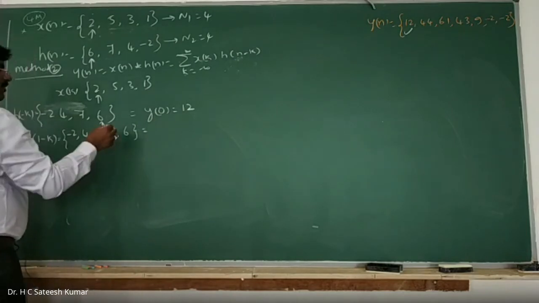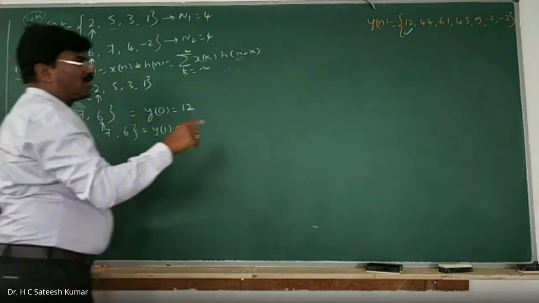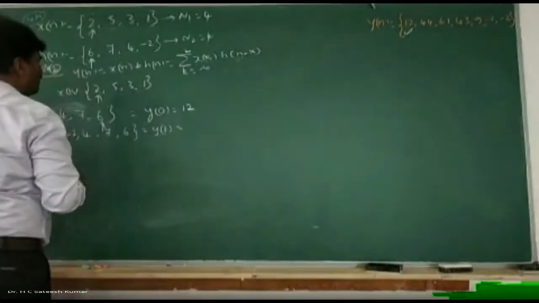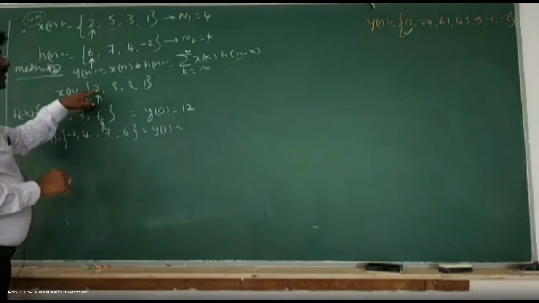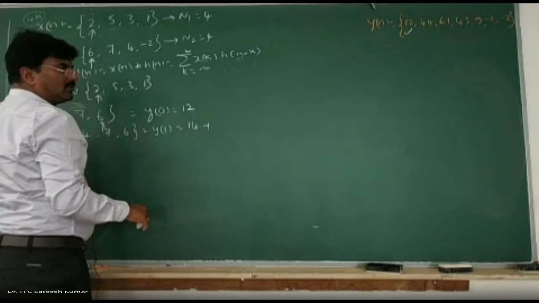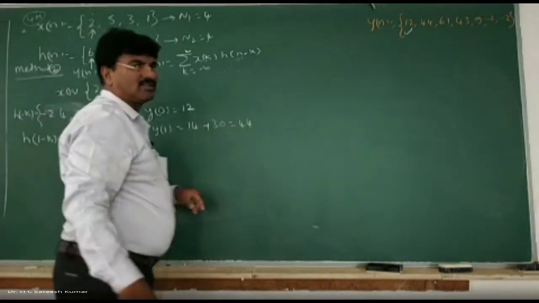So shifted right by 1 unit now. That I'll call y of 1. Y of 1 means what? At 1, what is the value? You should get the answer as 44. Okay, how will you do that? Shift 1. 7 into 2, 14, plus 6 into 5, 30. So therefore, it is equal to 44. Check the answer. Yes, it is right.